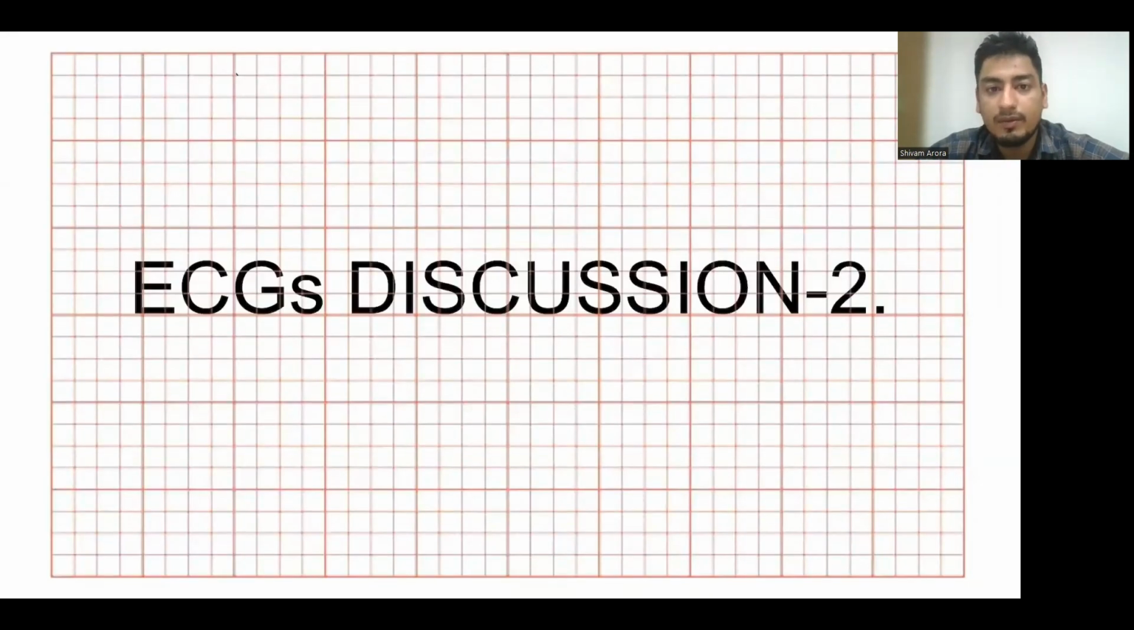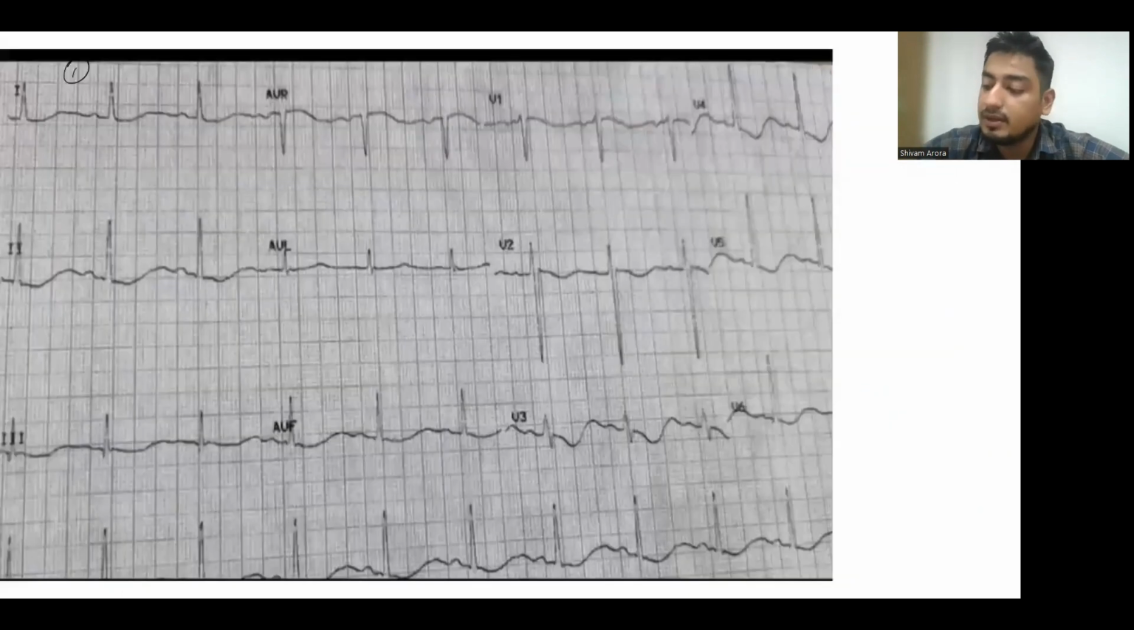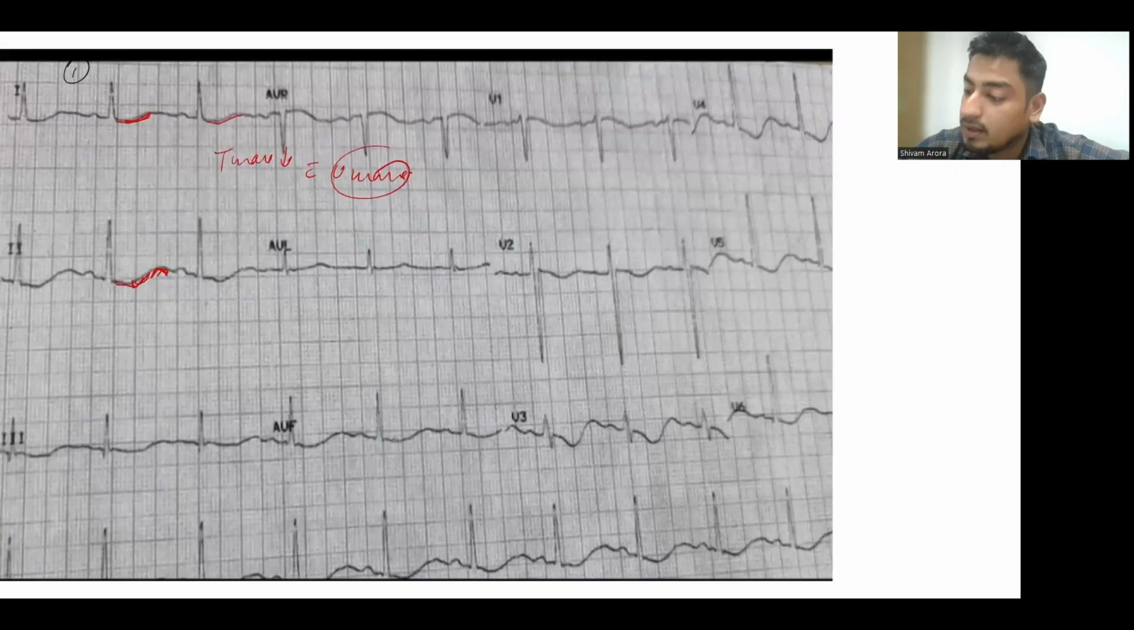Hey guys, so today we will discuss some more ECGs. This is the first one. In this we can see that there is ST depression with T wave inversions with a U wave. Okay, so this is ST depression, this is inverted T wave, and this one is a U wave. Clear? So this points towards hypokalemia.